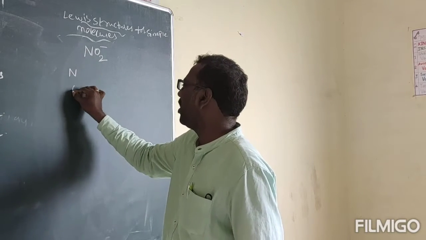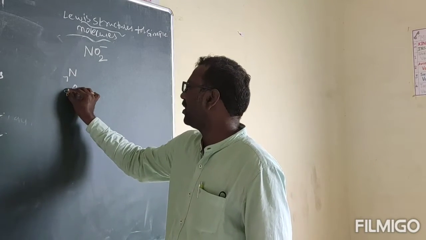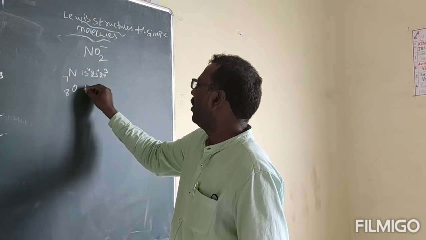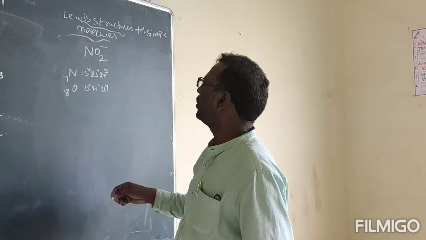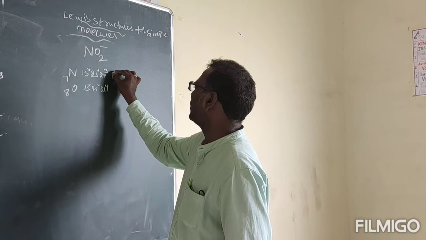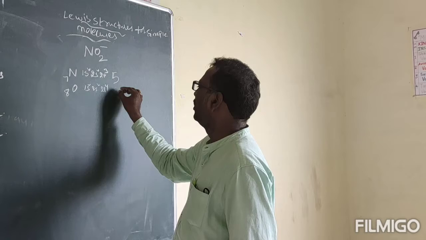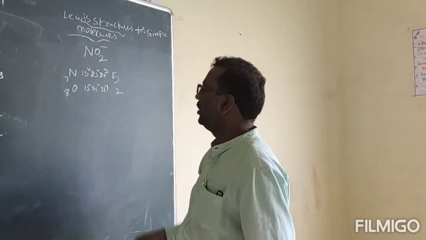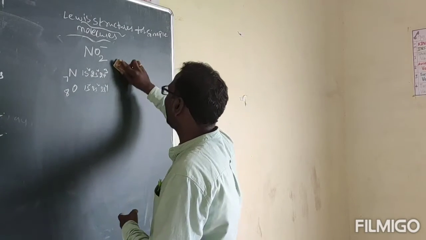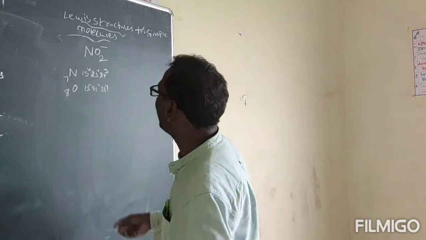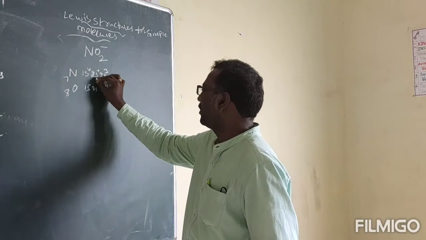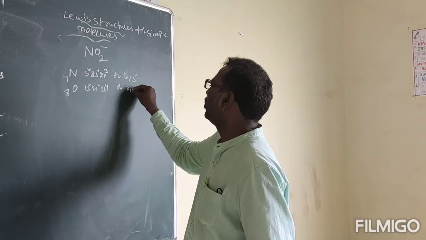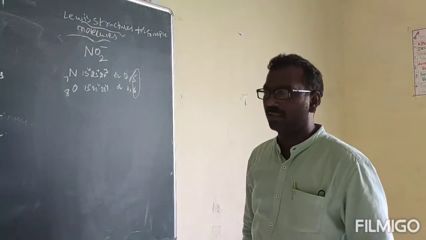Now nitrogen and oxygen. Nitrogen is 7 and oxygen is 8. Writing the electronic configuration: 1s2, 2s2, 2p3 for nitrogen, and 1s2, 2s2, 2p4 for oxygen. So totally, how many valence electrons are there? Here 5, and the oxygens are 2 here. How many valency electrons are there? That is also important. Here you see, nitrogen's valency electrons are 2, 5 and oxygen's are 2, 6. These are the valency electrons.